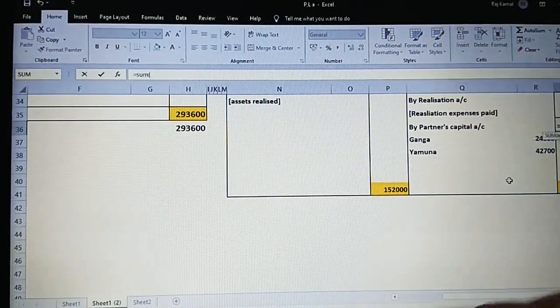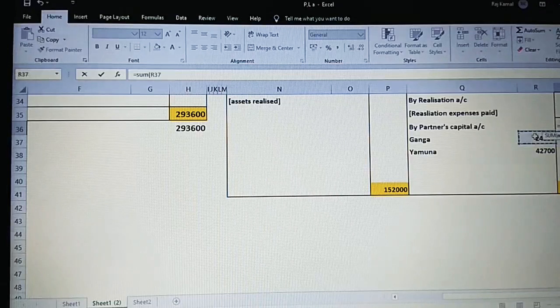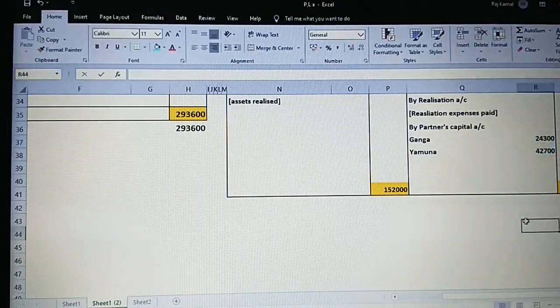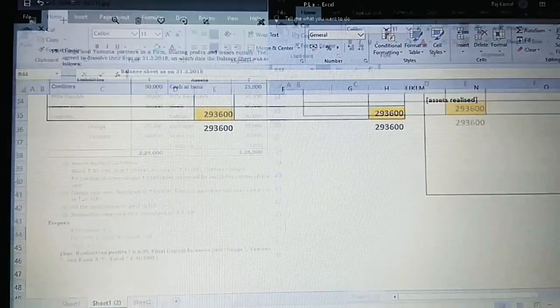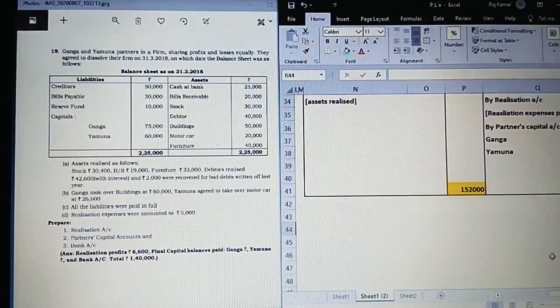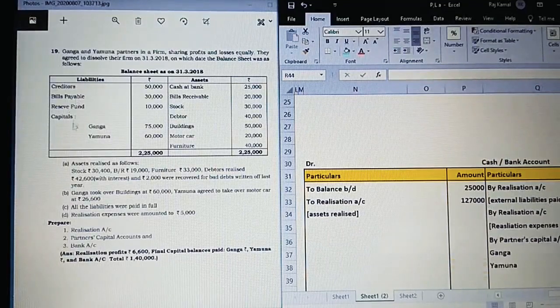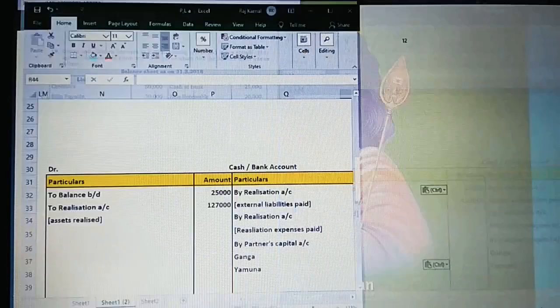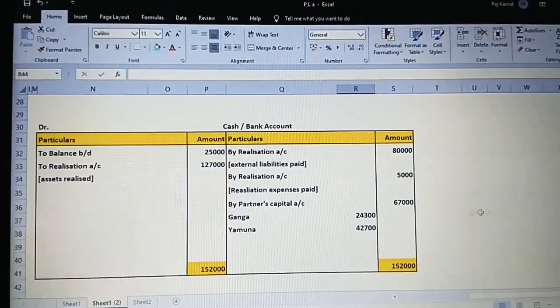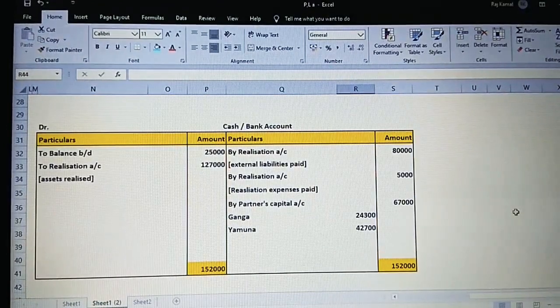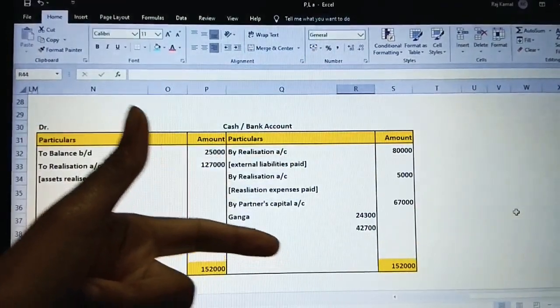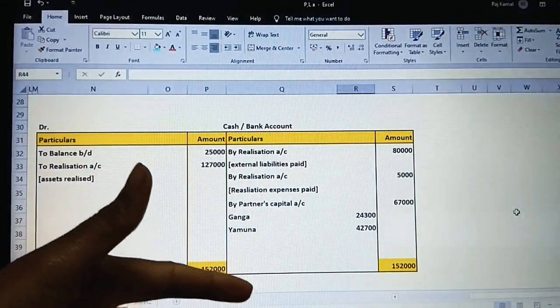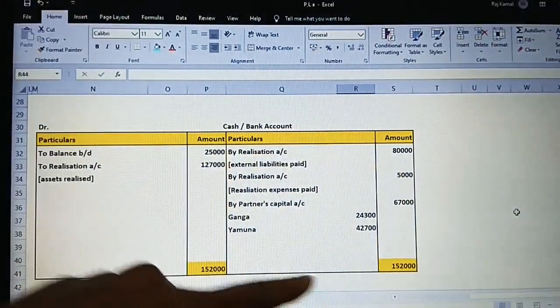This we have to check. Do we have partners loan in the question given? No, I don't think we have it. If we have it, we won't get it tallied. Now let us just check the cash account. No, there is nothing in the liabilities given. So our cash account is tallied on both sides, 1,52,000. So we have completed. Just observe the steps which we follow. If it is perfect, we need not bother about what the answer could be. You will get tallied on both sides.